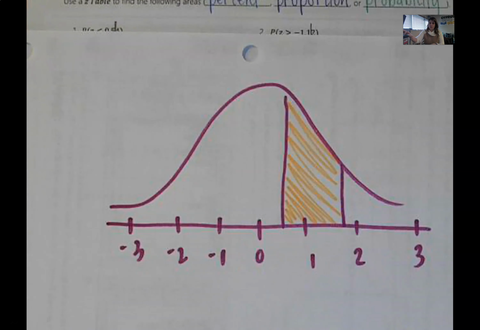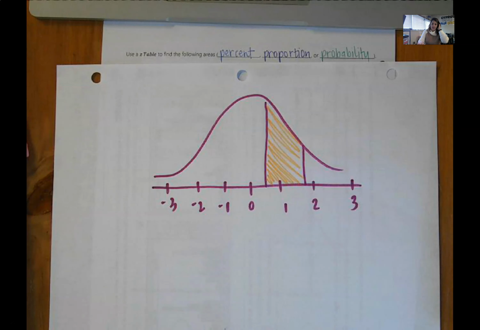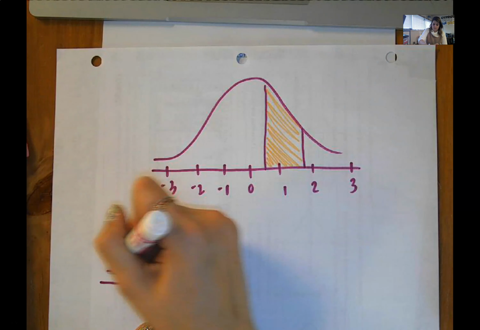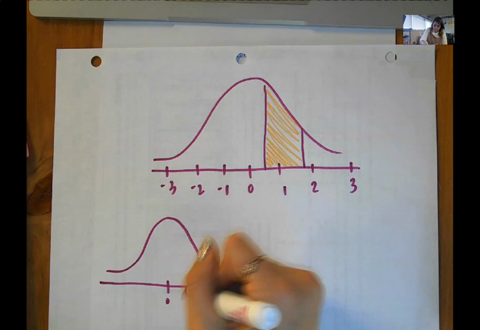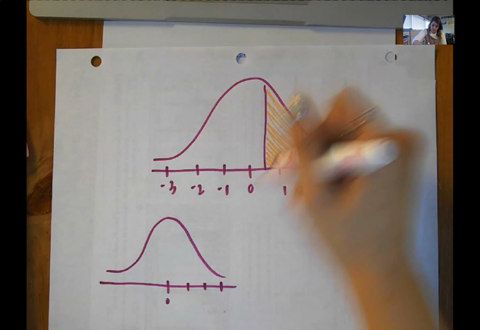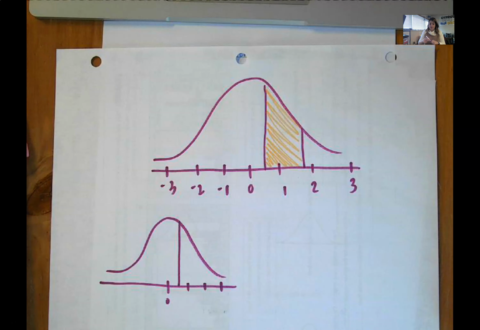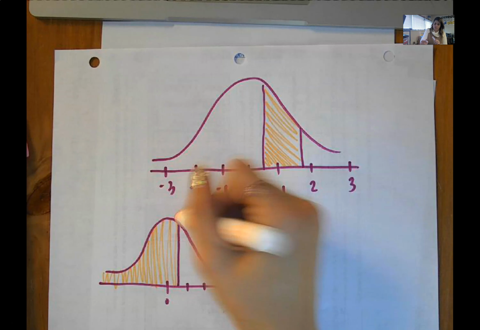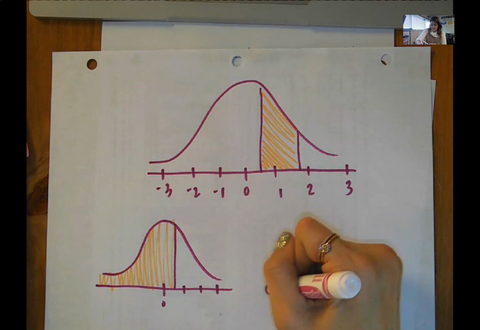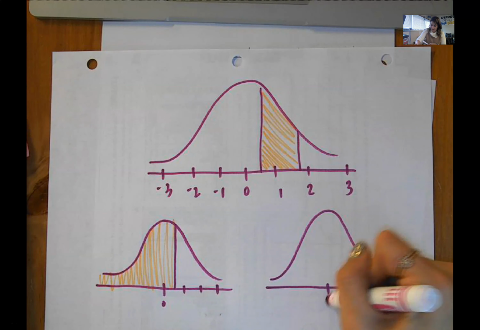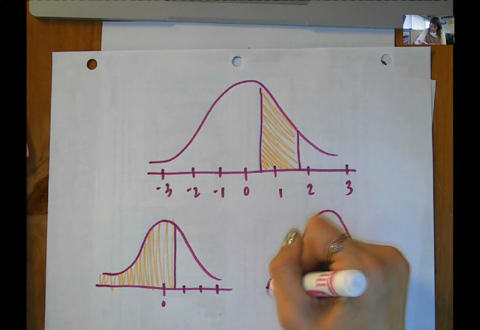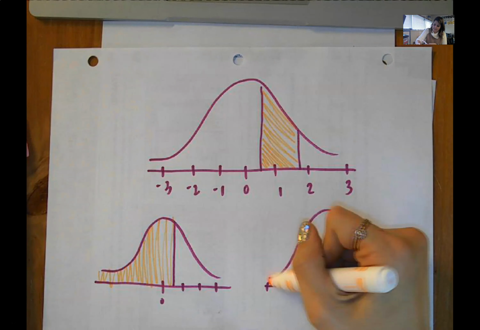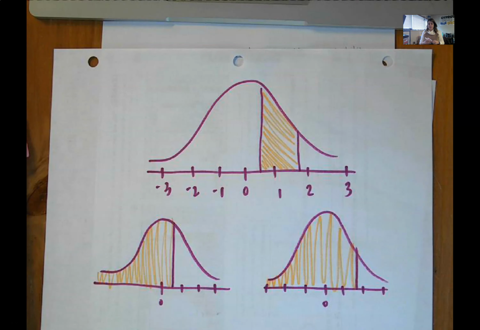Okay, well, in order to do that, we have to look at both of these z values that they gave us. They give us a z value at about 0.5, and our table is going to give us this area. Then they give us another boundary of 1.82, and that's going to give us this area.